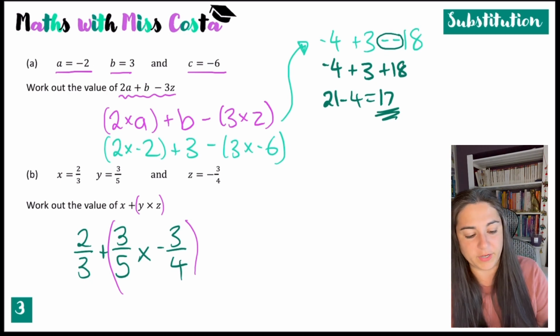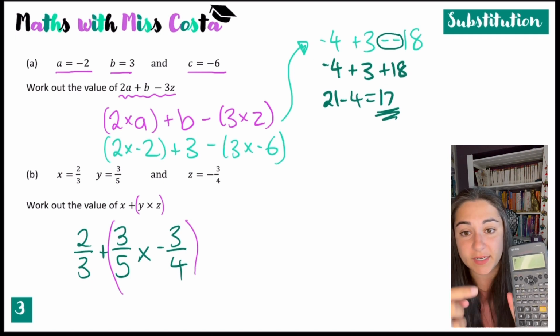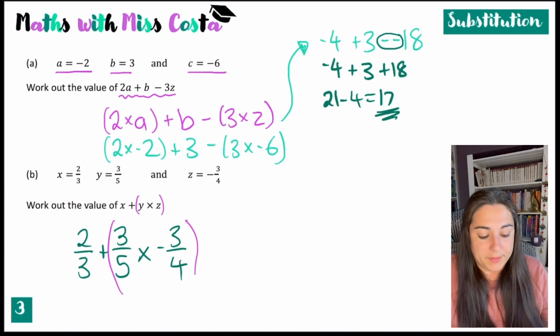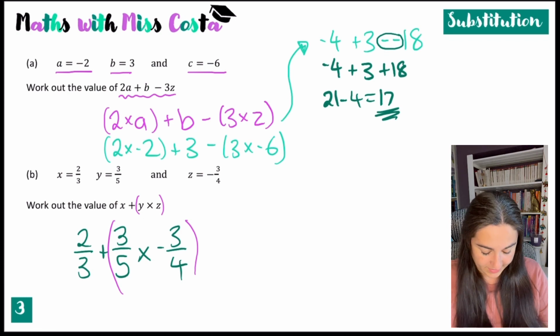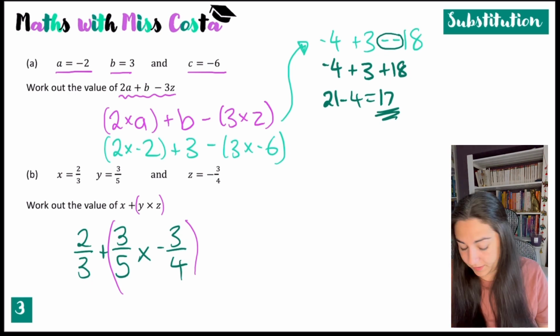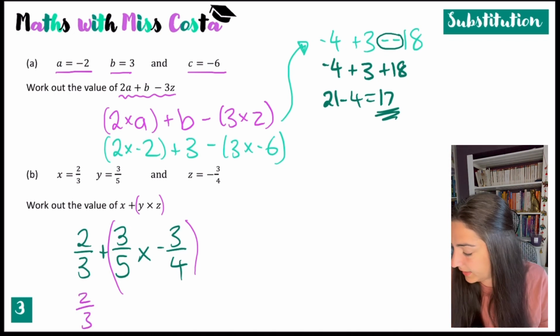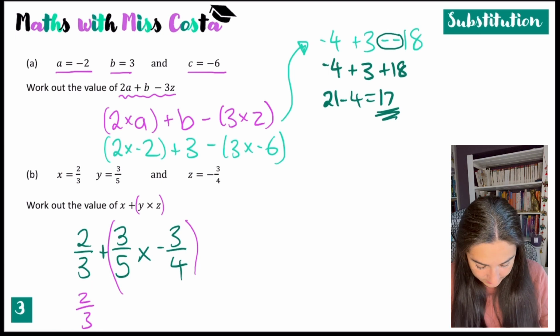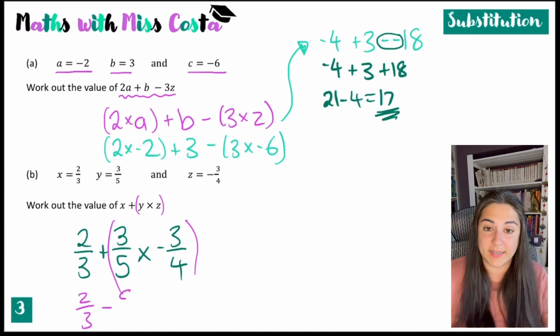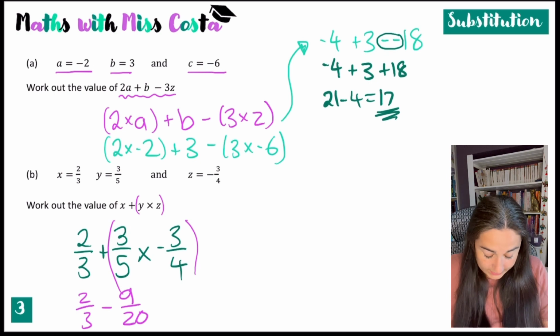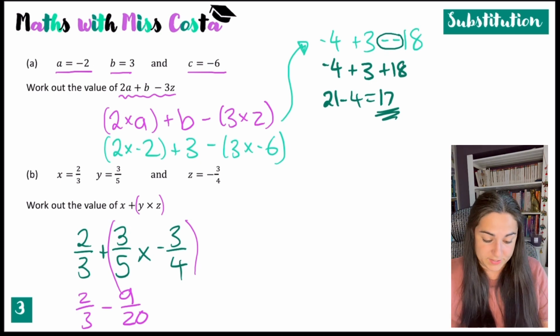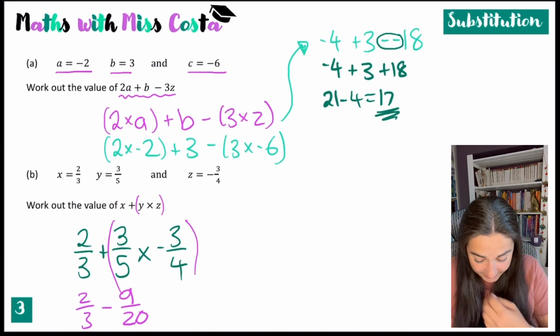And if you like, on your calculator, you've got a fraction button, so just press that button and then you can use your fractions. So 3/5 times by -3/4 would give you -9/20. So you can rewrite this as 2/3, what did I just say? It was -9/20. Take 9/20, because if you're adding a negative, you're subtracting. So type that into your calculator too. 2/3 take 9/20 gives you 13/60.